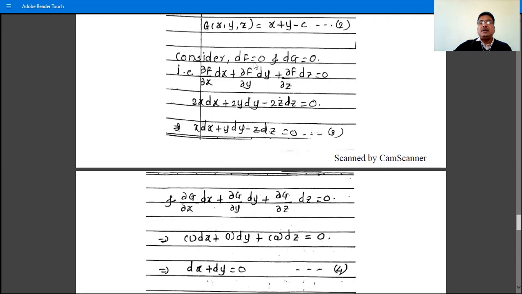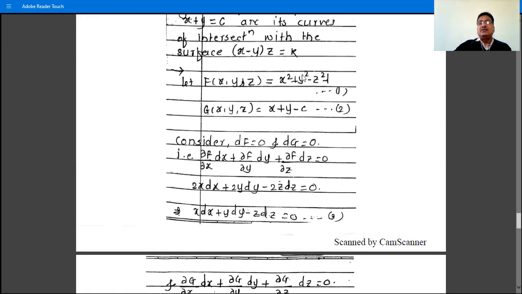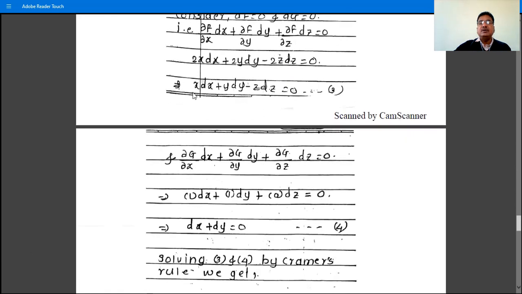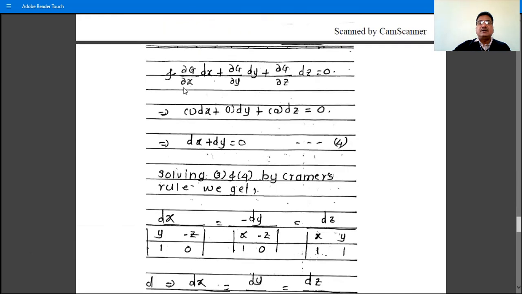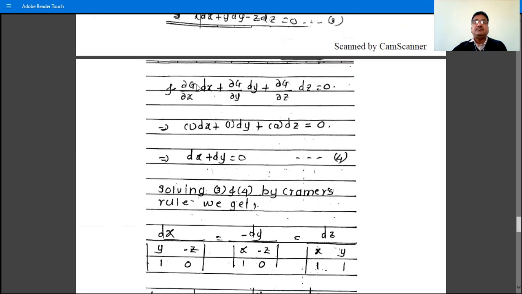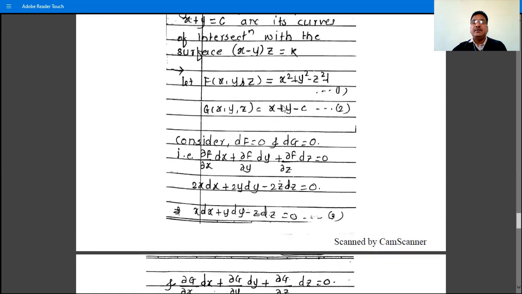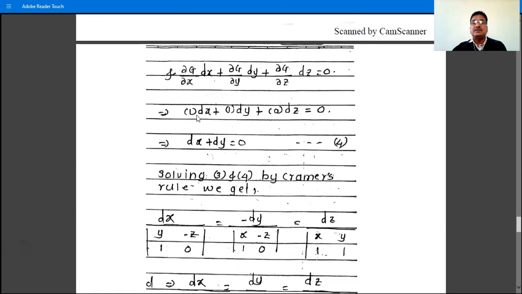So find first df is equal to 0 and dg is equal to 0. So df is equal to 0 means df by dx dx, df by dy dy, df by dz dz is equal to 0. That is, the derivative with respect to x is 2x, with respect to y is 2y, and with respect to z is minus 2z. After dividing by 2, we have equation number 3 as x dx plus y dy minus z dz is equal to 0. Similarly, dg is equal to 0 gives dg by dx dx, dg by dy dy, dg by dz dz is equal to 0. And the derivative with respect to x is 1, with respect to y is 1, with respect to z is 0. So we have the equation 1 dx plus 1 dy, and this is equation number 4.